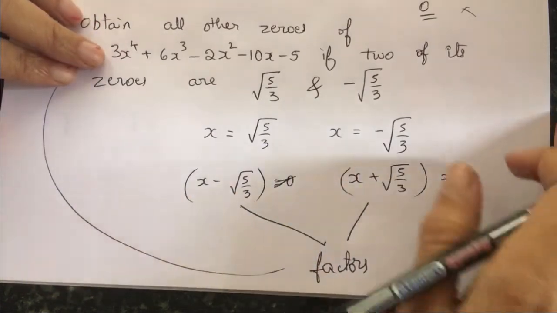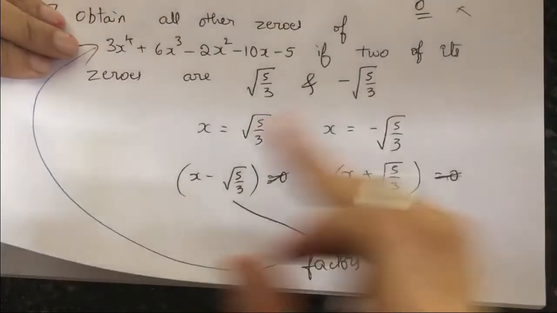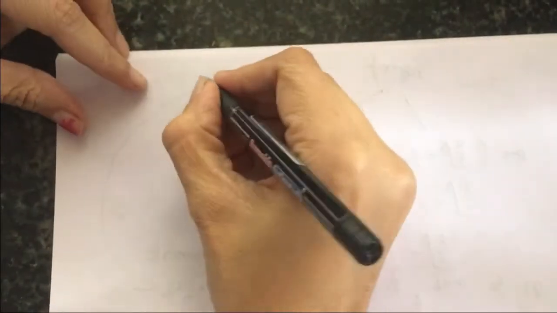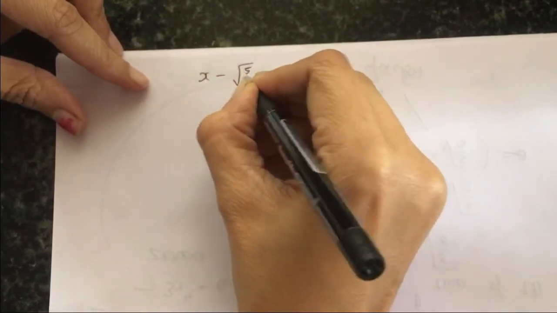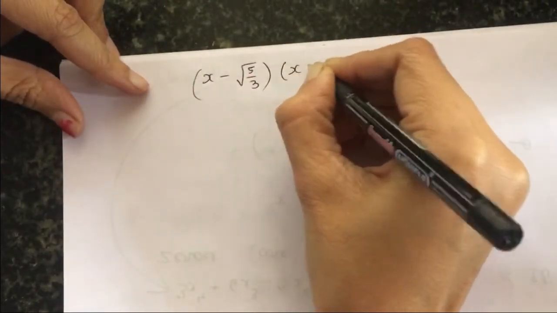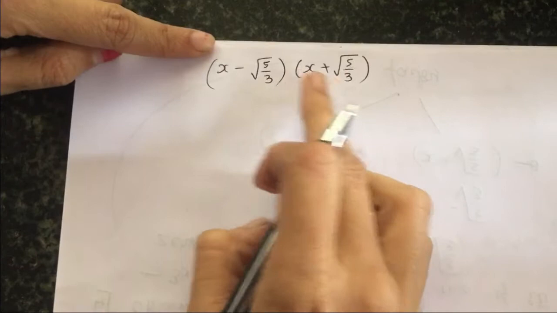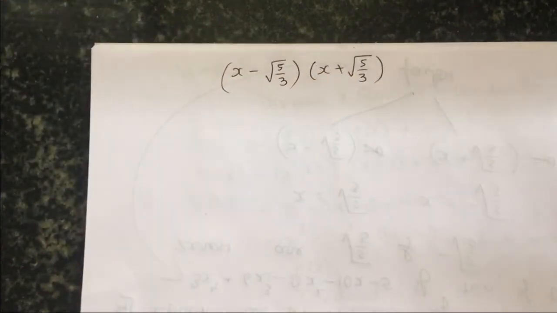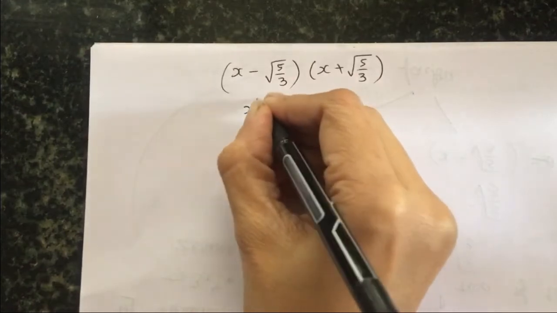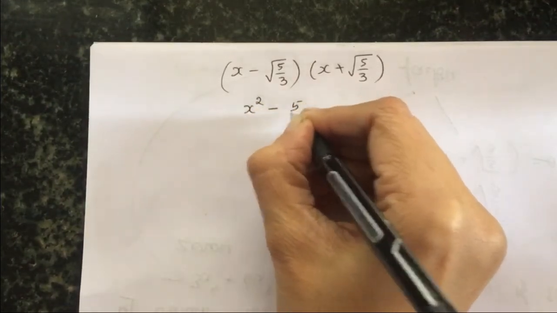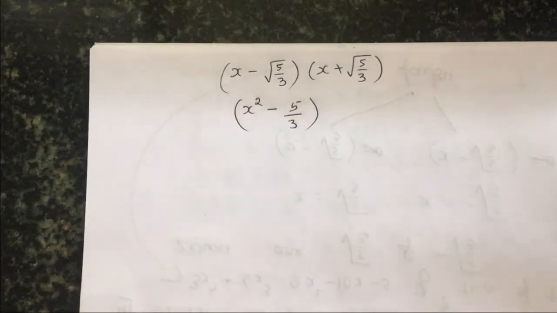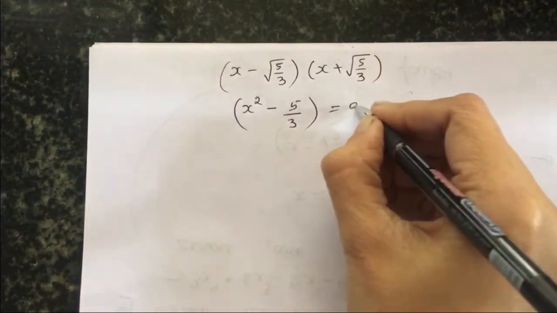So now these two are the factors. Then what is true? I can just multiply these two factors, right? I'll just multiply x minus root 5 by 3 into x plus root 5 by 3. What is this? a minus b into a plus b, right? It's nothing but a square minus b square. So you are getting x square minus 5 by 3, right? Now this is my g of x.